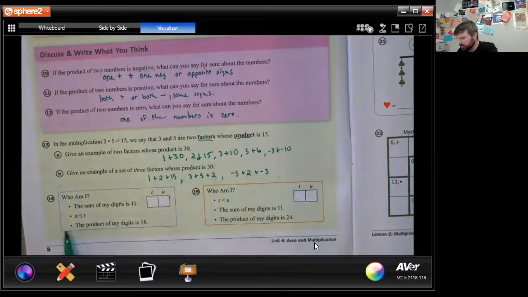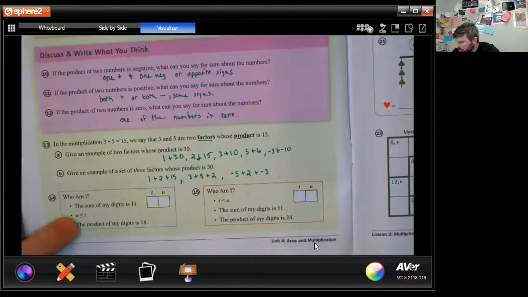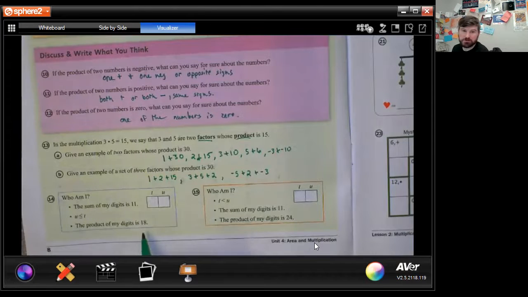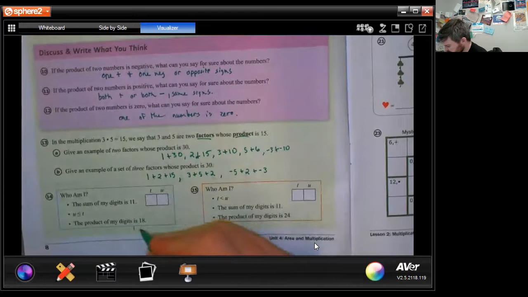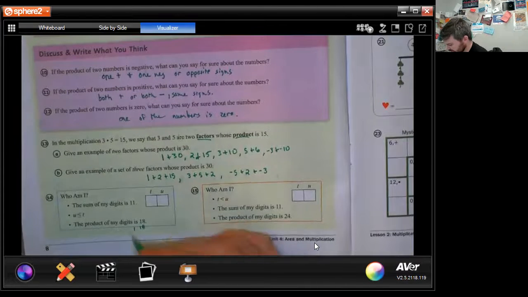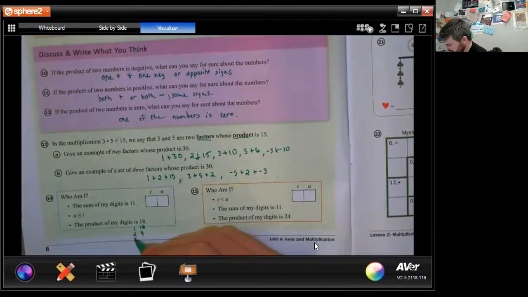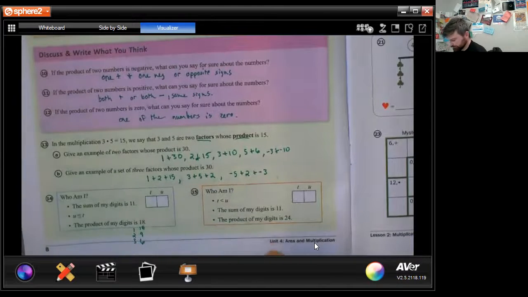All right, who am I? The sum of my digits is 11. U is less than T. The product of my digits is 18. So product means multiply. So if I list out some factors of 18, you would have 1 and 18. Well, I can't put an 18 in one of those. 2 and 9, 3 and 6.